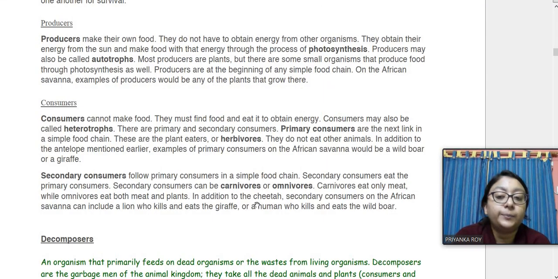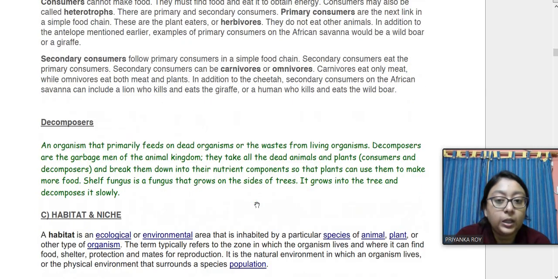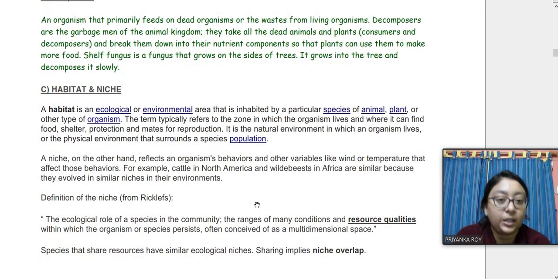Next is the habitat and niche. The two terms are quite similar in meaning, but they are still very different, and it is very important that you understand them. So habitat is the environmental area or the physical space that is occupied by a particular organism or species in an environment at a particular time. That particular physical space is known as habitat.